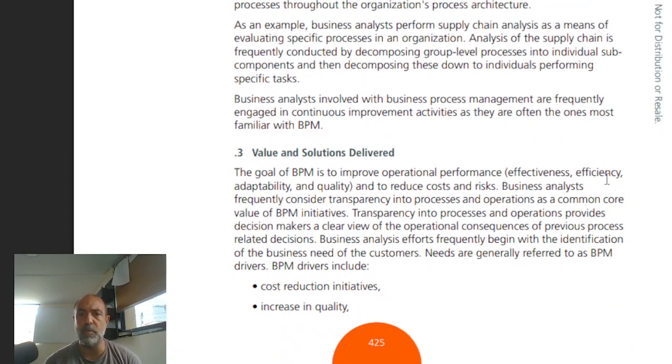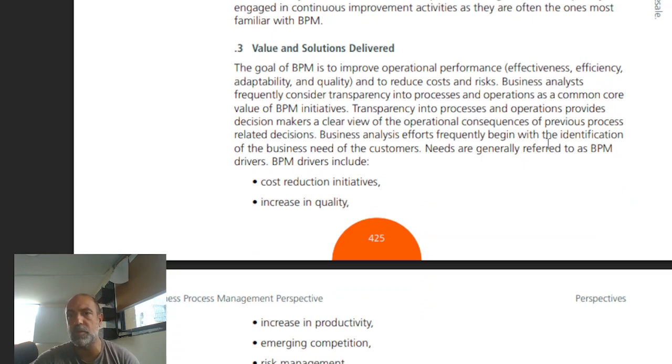The goal of BPM is to improve operational performance, effectiveness, efficiency, adaptability, and quality, and to reduce cost and risk. Business analysts frequently consider transparency into processes and operations as a common core value of BPM initiatives. Transparency into processes and operations provides decision makers a clear view of the operational consequences of previous processes. So that's it. We're sitting there, documenting what's going on, and saying, hey, this is how you're doing things, a clear view of the processes, and we're following the performance, effectiveness, efficiency, adaptability, and quality to reduce the costs and risks.